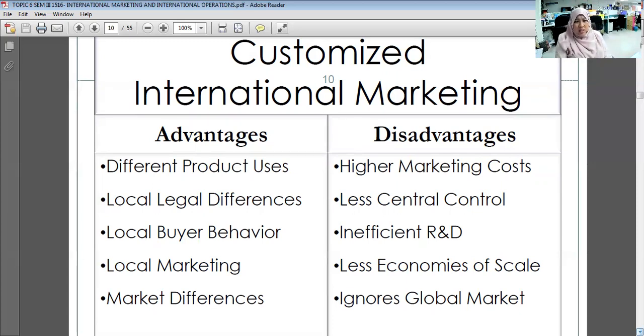So meaning to say that yeah, it's local legal differences. In Indonesia, if I'm not mistaken, we will not have a JAKIM, right? Like Malaysia, we do have JAKIM. But in Indonesia, we call it MUI, not makeup artist, but Majlis Ulama Indonesia. Majlis Ulama Indonesia will be responsible to make sure all the products in Indonesia are halal. So that's why local legal differences will be different in each country.